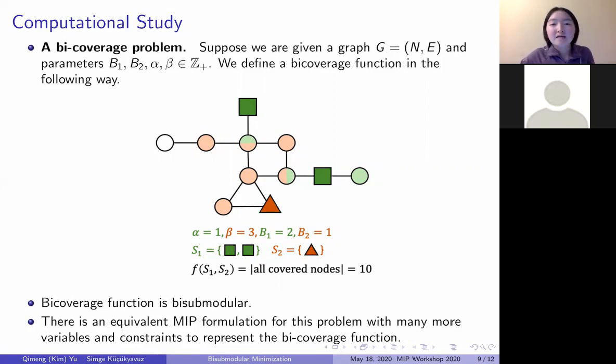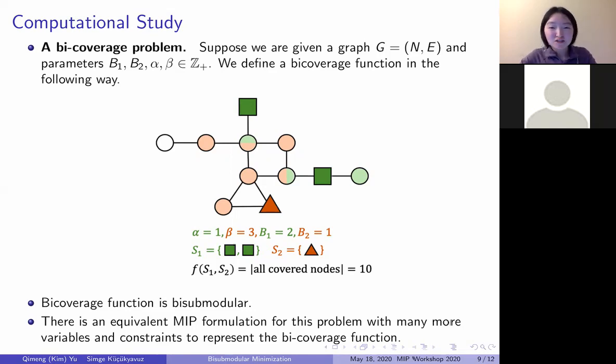Let alpha be 1 and beta be 3. Pick any node I. If I is chosen for S1, then it covers all the nodes reachable by at most one edge from I. If I is chosen for S2, then it covers all the nodes reachable by at most 3 edges from I. Suppose we pick S1 to be the squares and S2 to be the triangle. Then the nodes colored in green are covered by the nodes in S1. The nodes in orange are covered by S2. The bicoverage function captures the number of all the colored or covered nodes, which is 10 in this example.